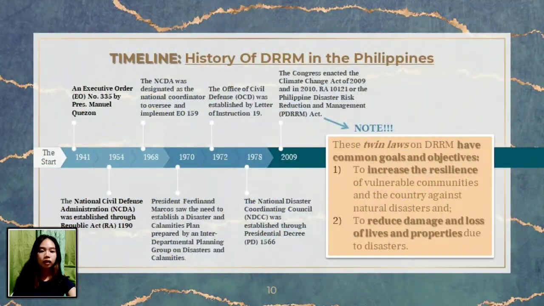Let us look back to the history of the DRRM in the Philippines using this timeline. The Philippine government, from its pre-Commonwealth days up to the present, has evolved a scheme to counteract the effects of disasters, both natural and human-induced.